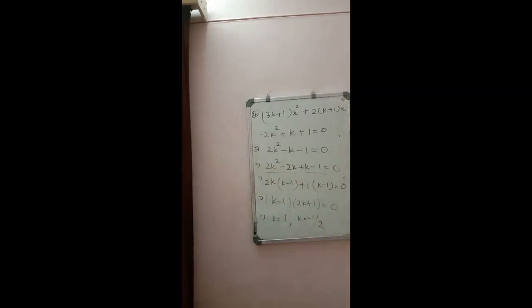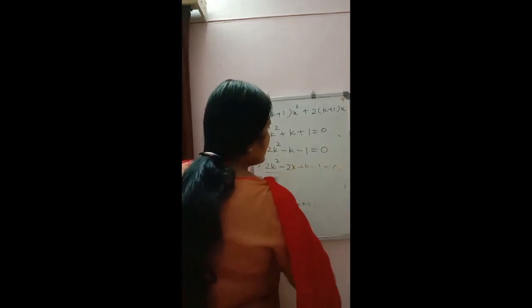After finding the value, you just check by applying the value whether this expression will become 0. This expression will become 0 when 3k plus 1 is equal to 0. Then k should be equal to -1 by 3. We don't have -1 by 3 here. So both the values are correct only. We can take both the values. One is k is equal to 1. Second is k is equal to -1 by 2. Hope the method is clear to you. Now moving on to the next question.